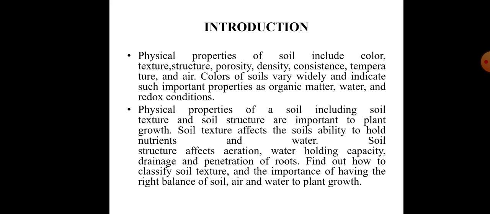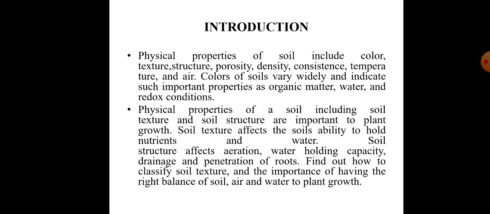Now we will learn about the physical properties of soil. Firstly, introduction. Physical properties of soil include color, texture, structure, porosity, density, consistence, temperature and air. Color of soils varies widely and indicates such important properties as organic matter, water and redox conditions. Okay, so physical properties means the soil's color, texture, structure, porosity, density, consistence, temperature and air. These all are the physical properties of soil.